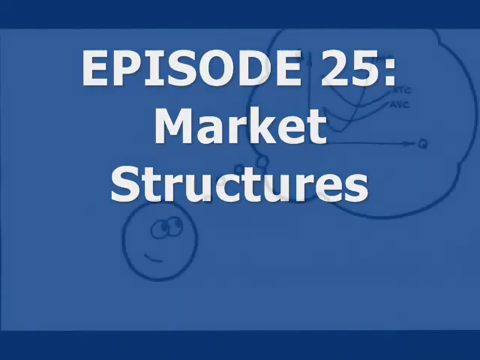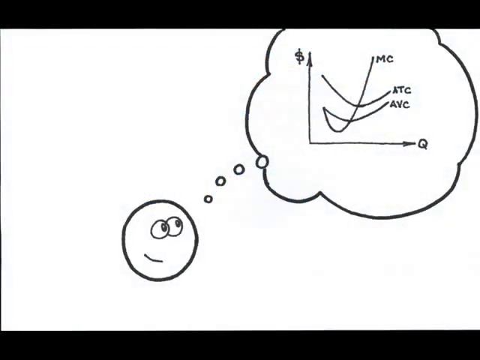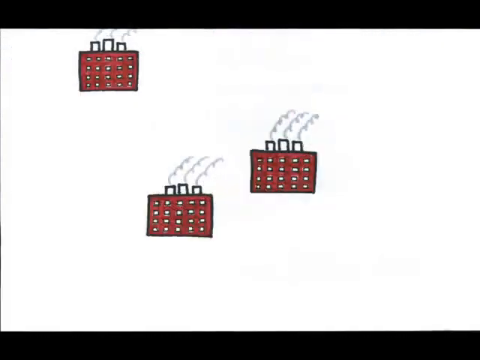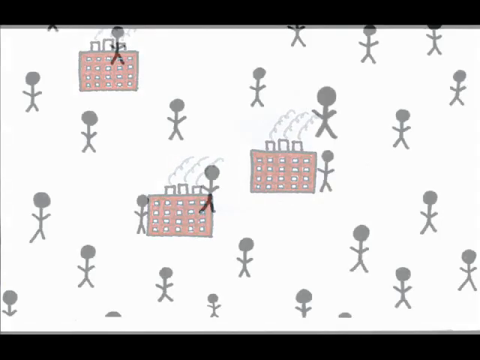Now, cost curves are always going to look the same, but other elements like price, revenue, and demand will differ depending on the market structure that the business operates in. Are there lots of producers or only a few? Is my product just like everyone else's, or is it unique? The characteristics of a market will clue you in as to the type of market structure you're dealing with.